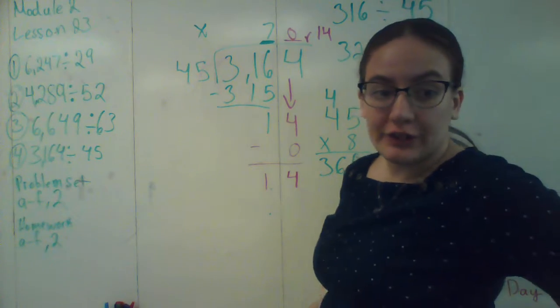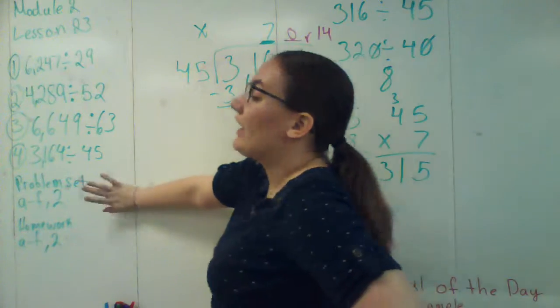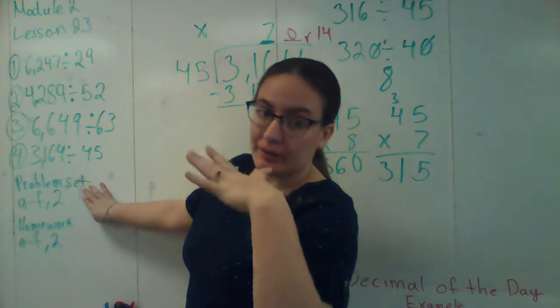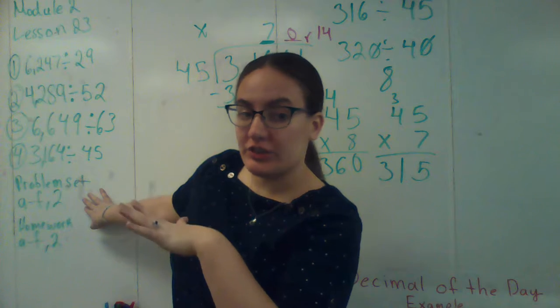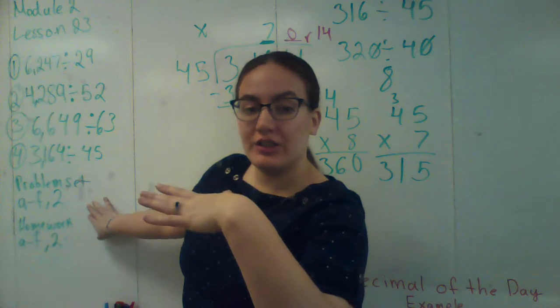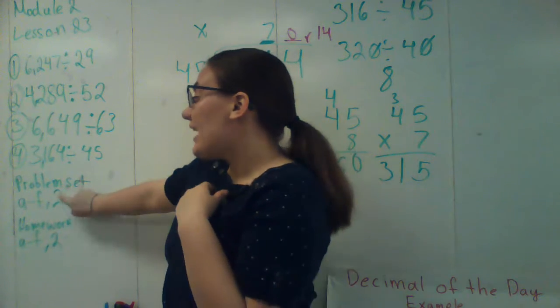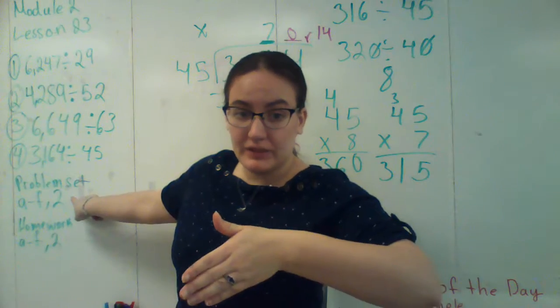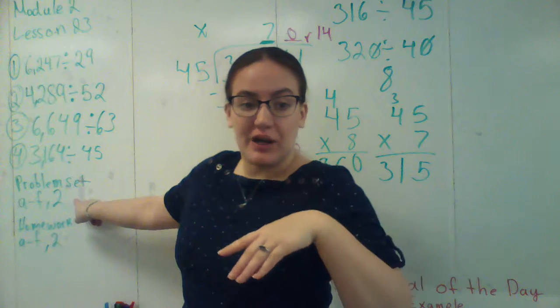All right, fifth grade. So for your problem set today, you're going to be working on problems A through F, so the whole first page. Do not worry about the check part. If you don't want to do the check part, you don't have to. I just need you to do the division part. And then you're going to work on word problem number 2. So there's 6 problems, and then there's a word problem. So you have 7 problems in total.